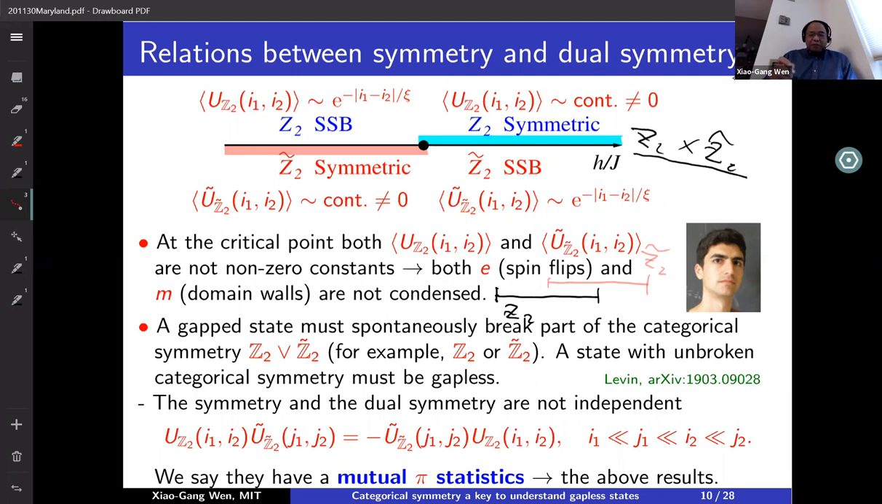And it also has a consequence that for gapped states, one of the symmetries must be broken. A gapped state must break some of the categorical symmetry. Either it breaks Z2 or breaks Z2 dual. That's a requirement for the gapped state, it must spontaneously break some categorical symmetry. Therefore, a state with unbroken categorical symmetry must be gapless. So again, this provides some more evidence that this categorical symmetry is something nice, something worth extracting, to study or to characterize gapless states.